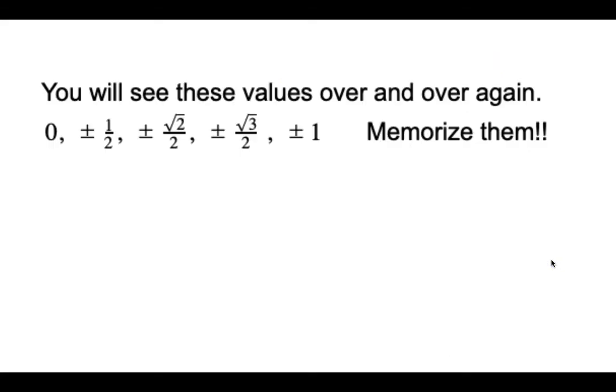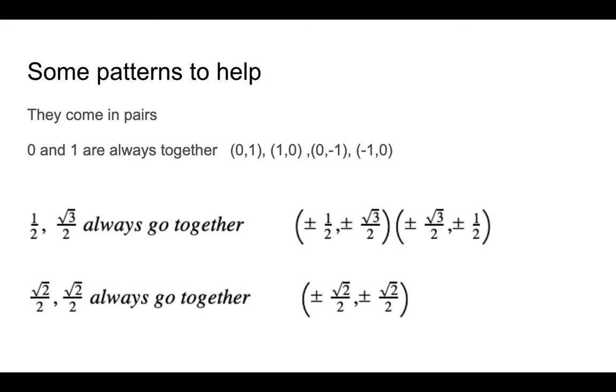Pretty intuitive. But we're going to see these values over and over and over again. You need to memorize them. These are listed in order from smallest at 0 to greatest at positive 1. And as you look at this, we know that the square root of 2 is greater than 1. So root 2 over 2 is bigger than 1/2. And square root of 3 is going to be bigger than the square root of 2. So that means that these are all listed in order. And that's important for helping you memorize it and getting the patterns down. So here are some patterns to help.